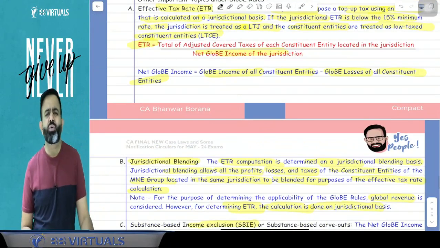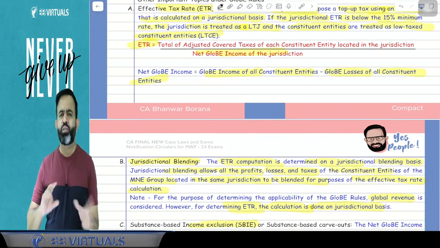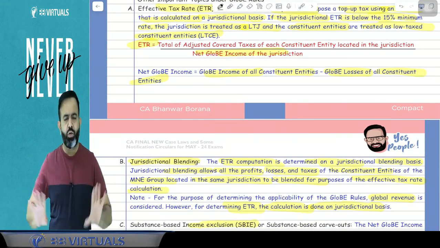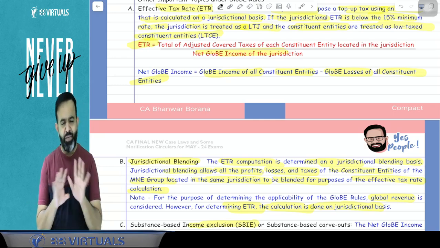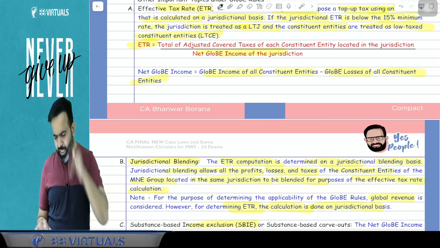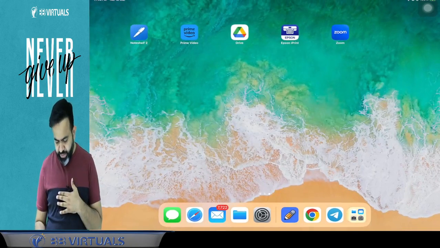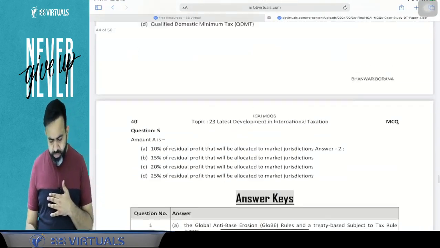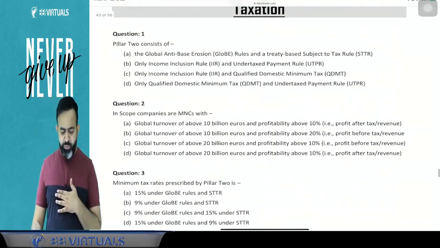Now guys, from this topic you can get only MCQs. I feel you will get 1 or 2 marks MCQs. Obviously you will not get a practical question or any big theory question, only MCQs. And guys, here ICAI has given 5 MCQs. So 2 MCQs we already discussed. Let's discuss the first MCQ.